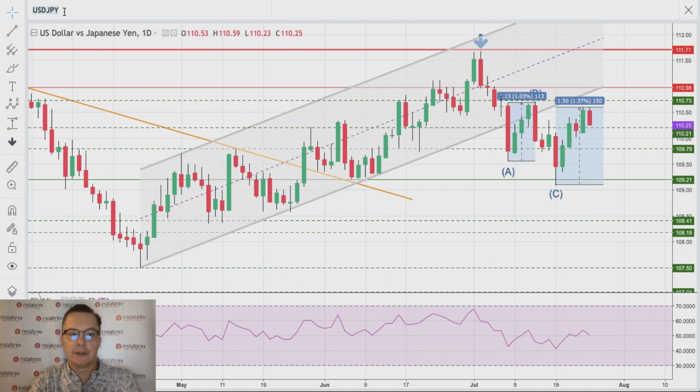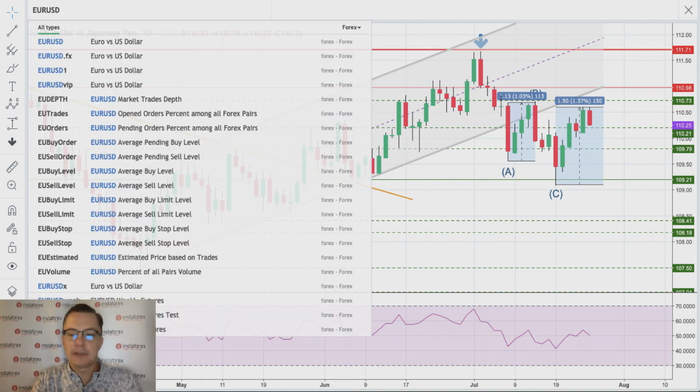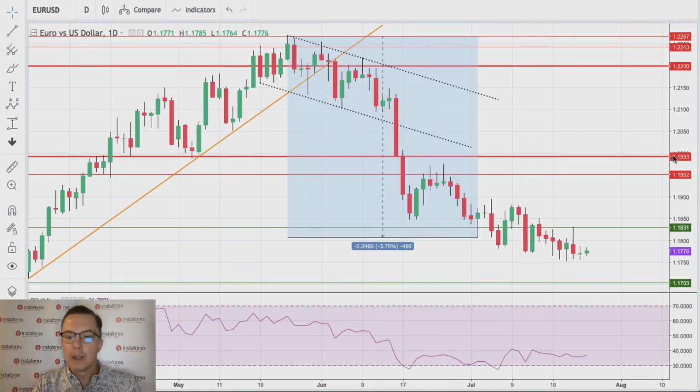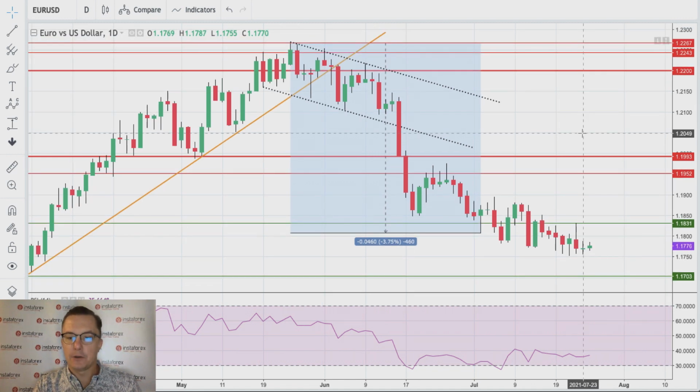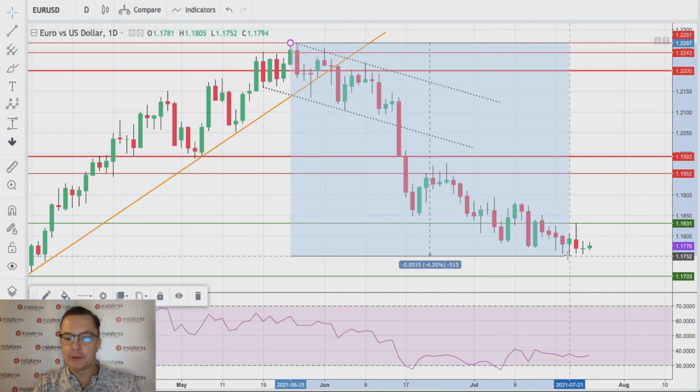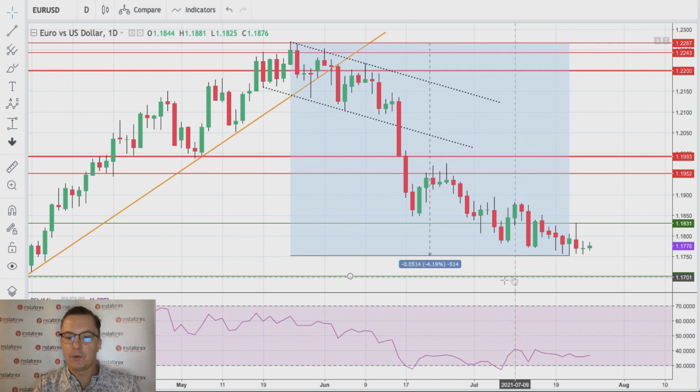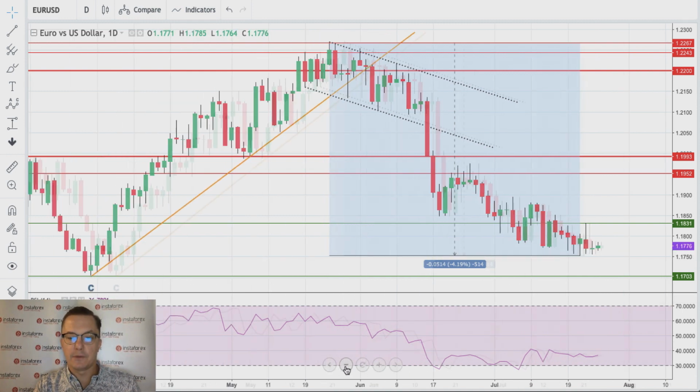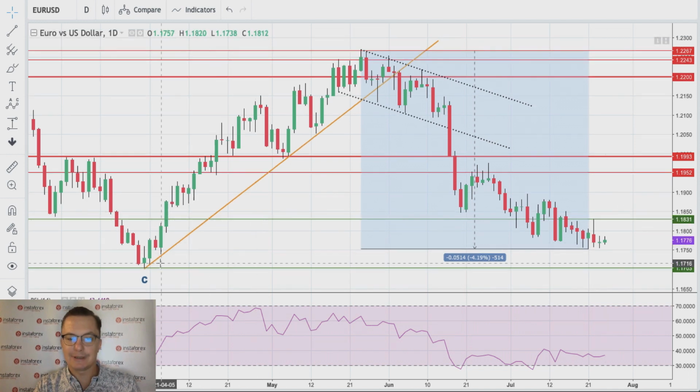So that's about the US dollar to Japanese yen. Let's take a look at the euro dollar, because we have the IFO data from Germany scheduled for release later on today. What has been going on in the recent days on the euro dollar? As you can see, we have declined almost 20% since the high on the 25th of May 2021. So this decline is kind of important. It's over a 4% decline. We are getting closer towards the lows of the wave C around 1.1703.